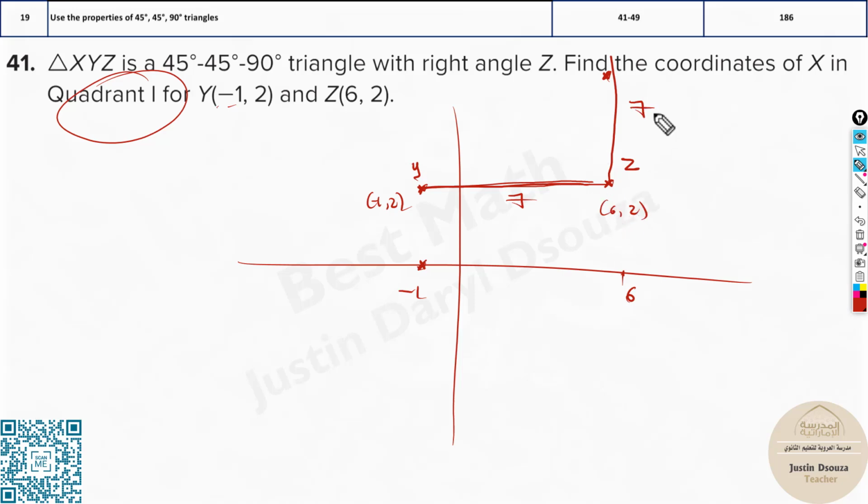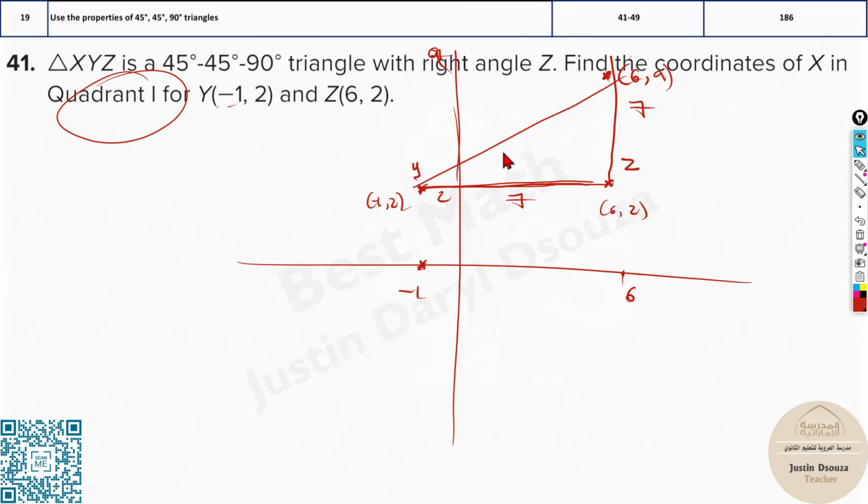So from the Z point, we know the value of the x coordinate is 6. But what is the y value? It has to be 2 plus 7 because it's going up. This is 2, 7 must be added. It will be 9, because 2 plus 7 is 9. So it's (6, 9). Then we can just join them and that will be the 45-45-90.